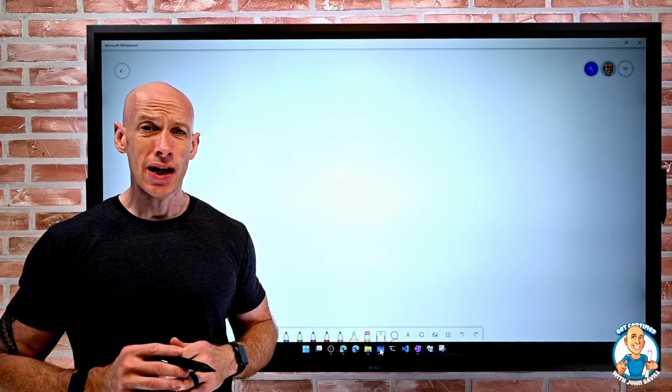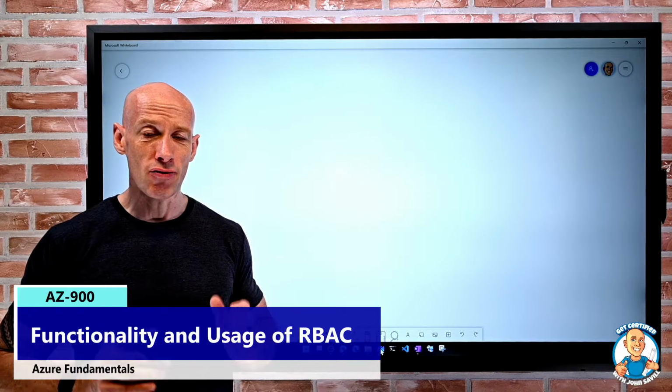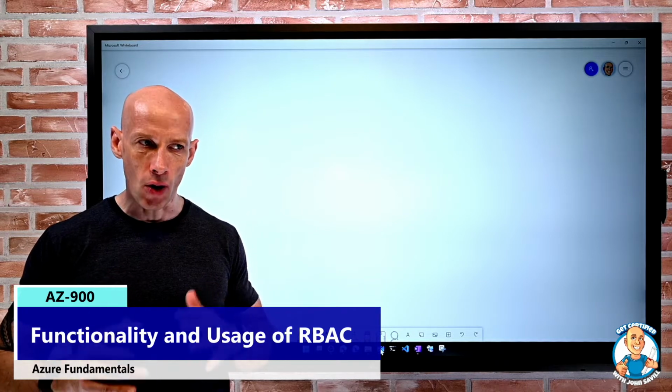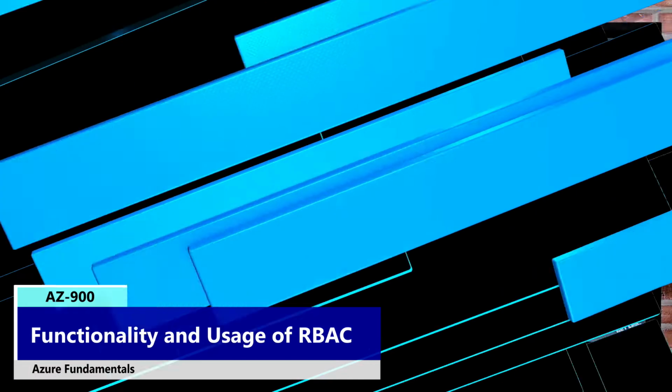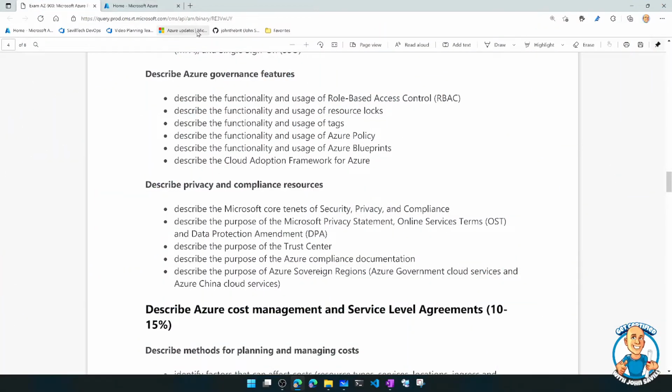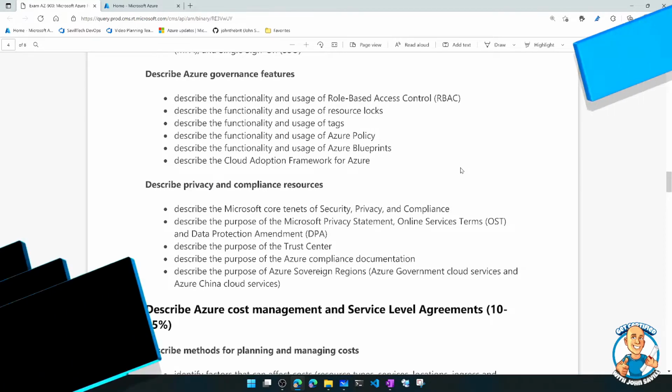In this lesson, we're going to look at the functionality and usage of role-based access control, or RBAC. If we look at the skills being measured, we're now diving into the ideas around describing Azure governance features. And then over the next set of lessons, we'll look at all those different attributes around RBAC, resource logs, tags, policy, blueprints, and the Cloud Adoption Framework. So that's where we're going to focus.